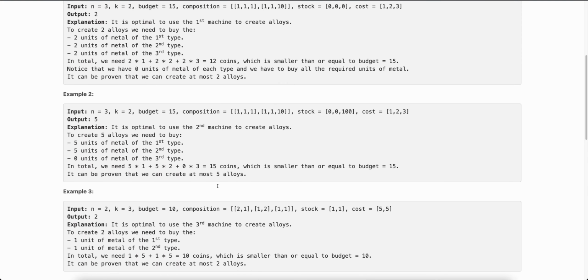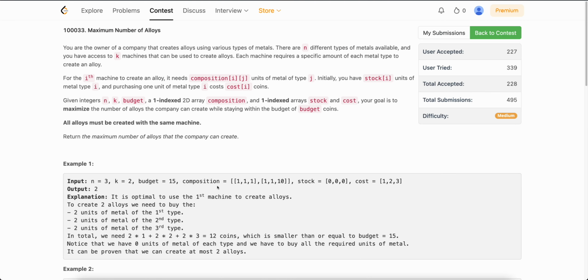So if you have any doubts in this particular problem, feel free to post them in the comment section below. Now let's just look at one small follow-up. You can try by yourself. In this problem, we have been given that all alloys must be created with the same machine. Now the problem, if you remove this, is you will not be able to solve this in linear time for sure. So that's where let's just try to simplify this.